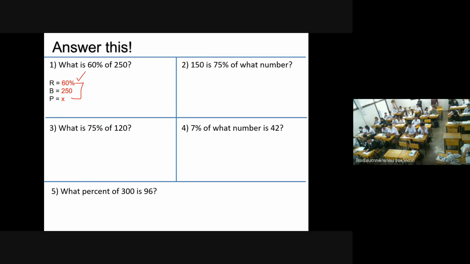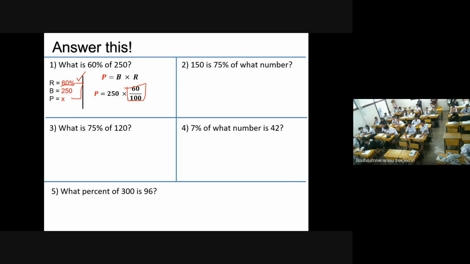Okay. Now, what is the formula in finding the percentage? P is equal to what? B times R. And what is our base? 250. And what is our rate? 60%. Now, why is this 60 over 100? Remember, percent is 60 over 100, right?